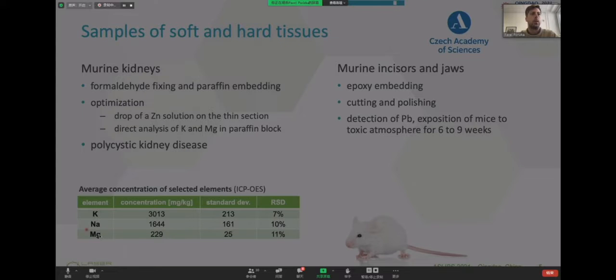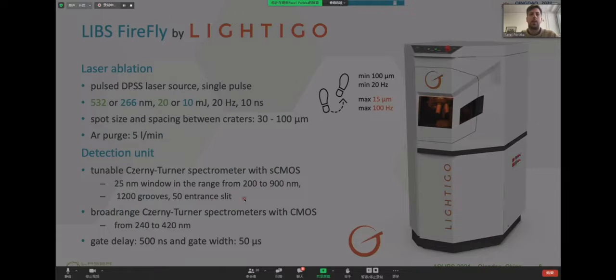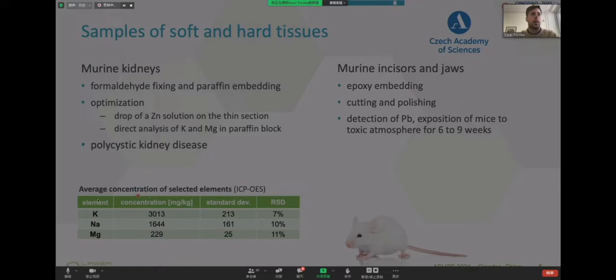And also what we did is some bed chemistry, ICP OES, and for that you can see, for some repetitive analysis, that there is a nice amount of potassium, sodium, magnesium, calcium, and so on in quite large amounts. And this is what we are aiming at with LIBS, to provide the elemental images of those elements.